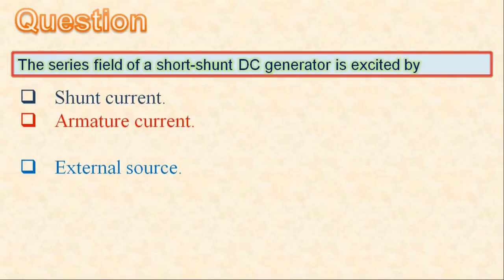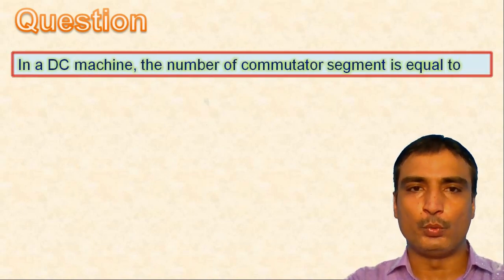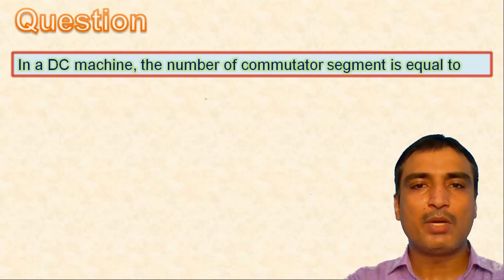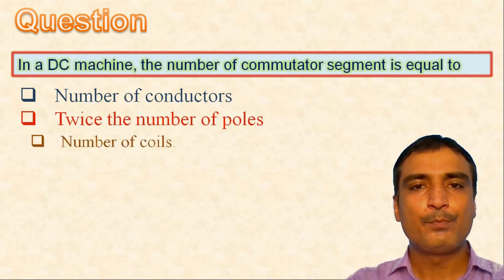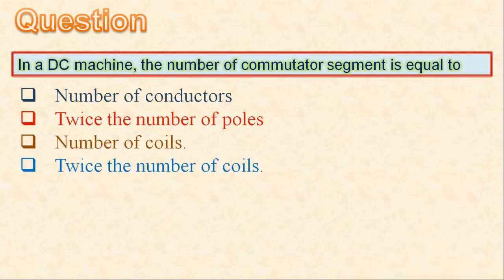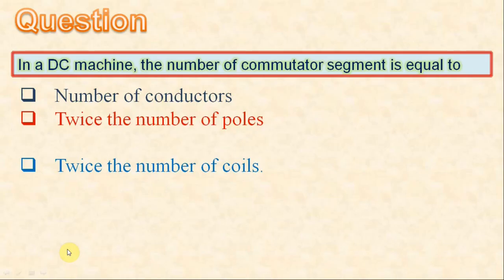Next question is, in a DC machine, the number of commutator segments is equal to. The options are number of conductors, twice the number of poles, number of coils, twice the number of coils. As illustrated in this figure, one may notice that the two ends of a coil are connected to two different commutator segments. Moreover, each commutator segment connects two coils. Clearly, the number of commutator segments is essentially equal to the number of coils. Hence, the third option is the correct answer.